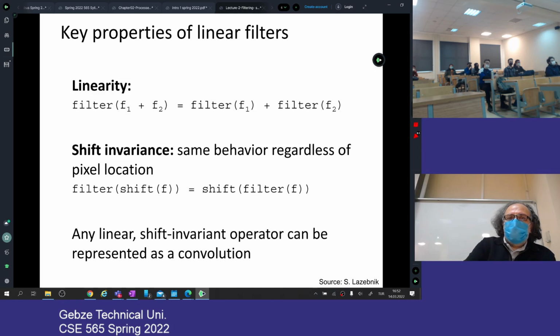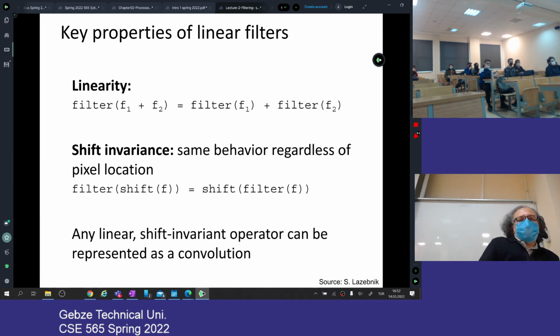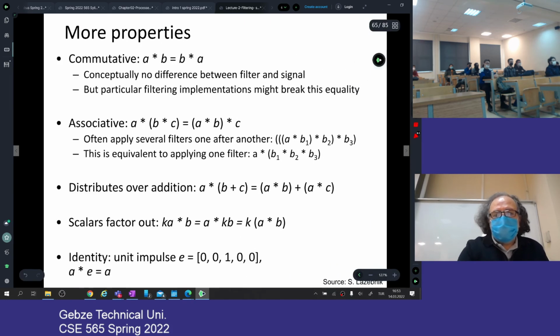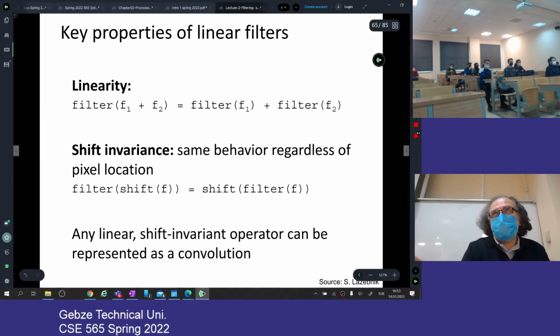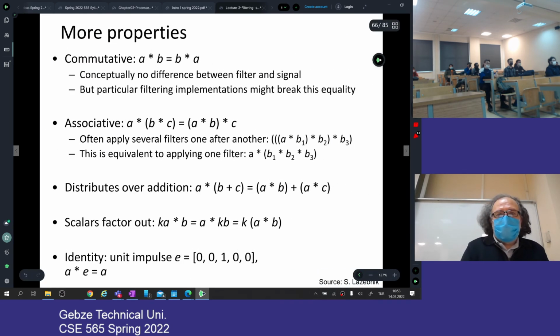Okay, if my filter is linear, then it can do this. Doesn't matter if I add those two functions and apply the filter, or apply the filter then add them up. Or I can do this: shift the image left, right, up, down, apply the filter, or apply the filter and shift left, up, down. Doesn't matter. Shift invariance is a property of linearity, and we like those.